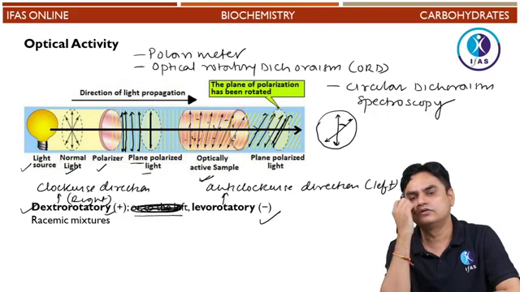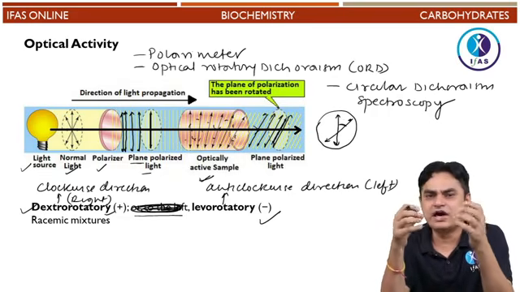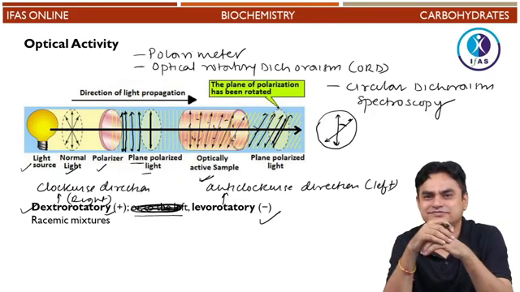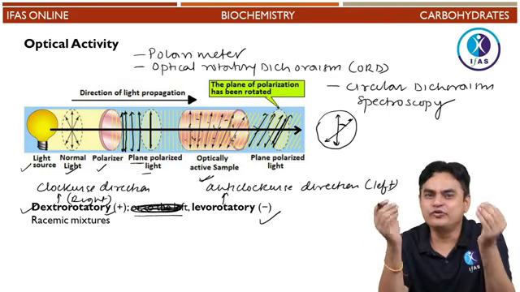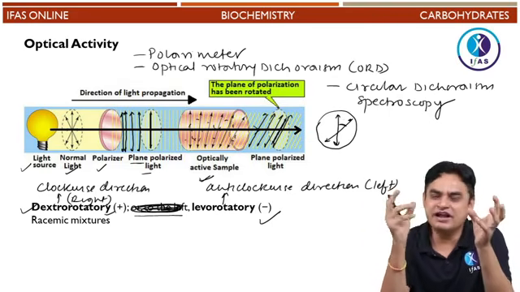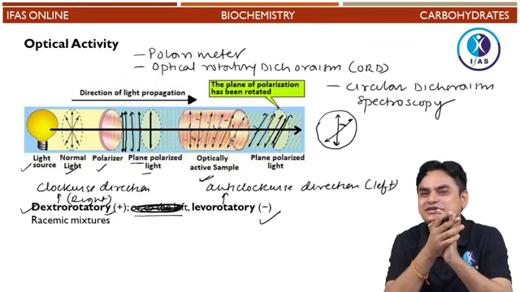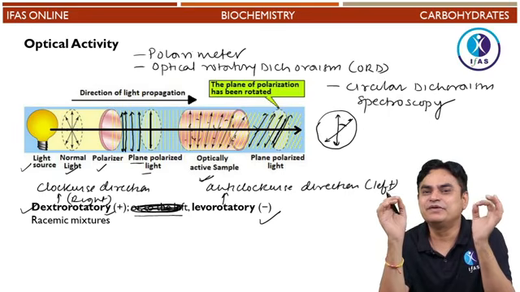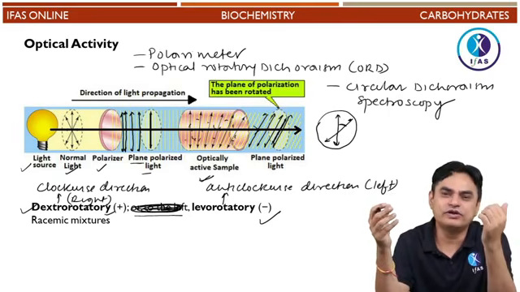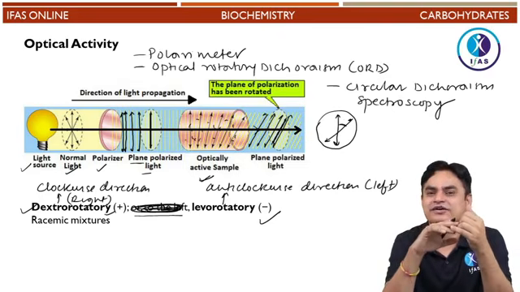Now just think what will happen if you put an equimolar concentration of D form and L form, or if you add equal amounts of dextrorotatory and levorotatory substances. Obviously it will behave as a racemic mixture. What is a racemic mixture? It may contain more than one optically active substance, but the optical rotation of one molecule is cancelled by the optical rotation of another molecule.